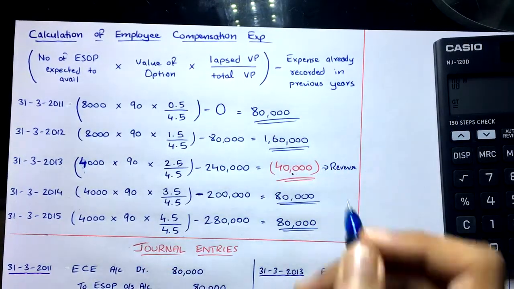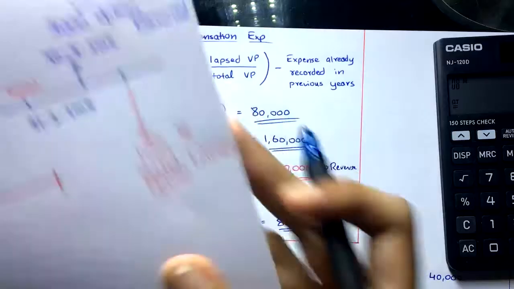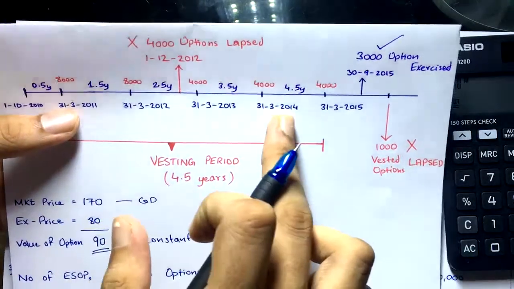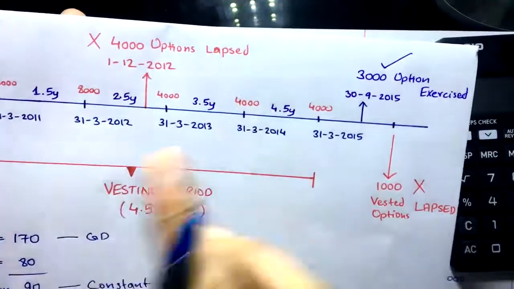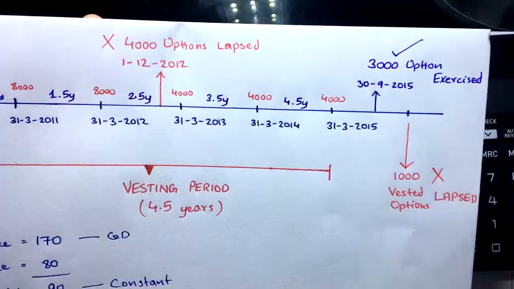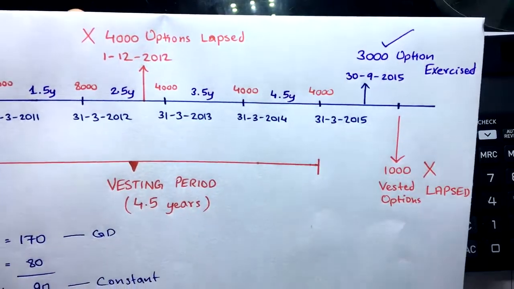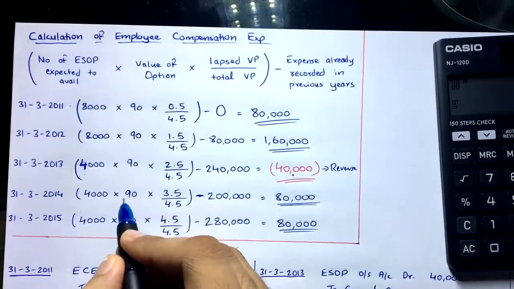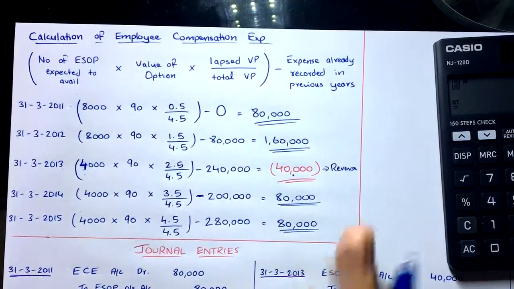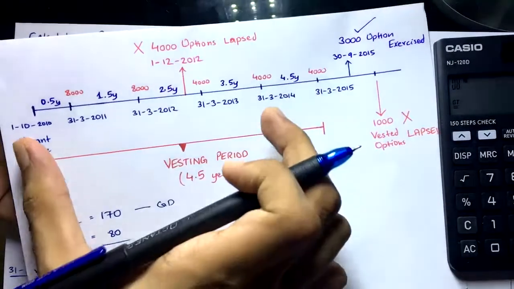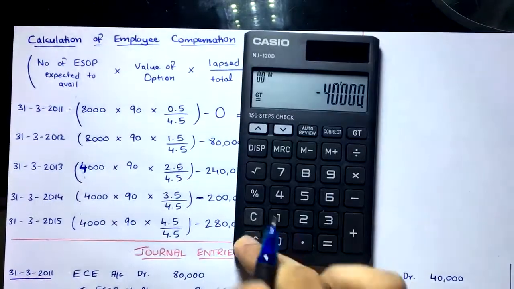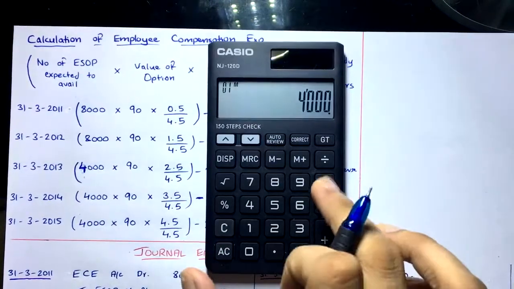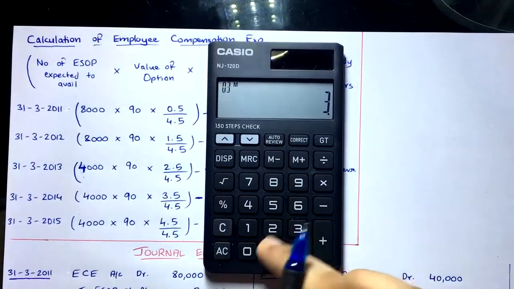Yeah. So see, then the fourth year, what is happening? 31st March 2014. Again, we can safely assume that 4,000 options will be exercised because there is no mention of otherwise, right? So 4,000 options will be exercised. So 4,000 into value of option, which will never change, into 3.5 year has been passed. The total is 4.5. So let's put that into calculator. 4,000 into 90 into 3.5.